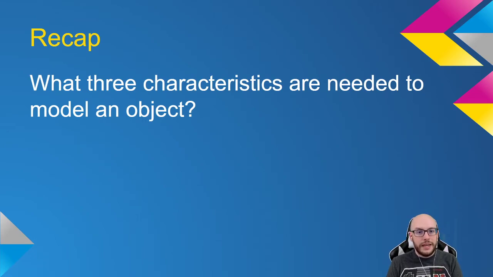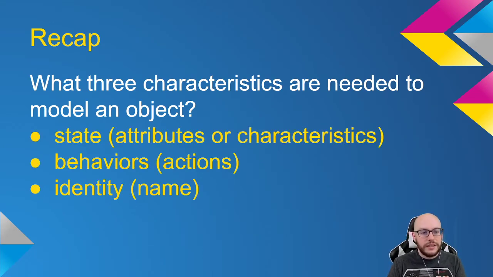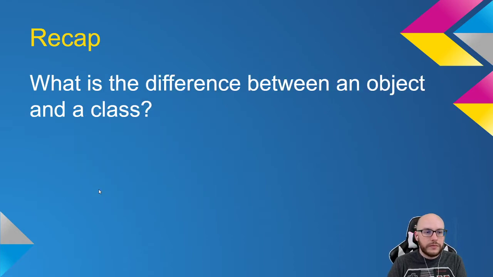What three characteristics are needed to model an object? We're going to have state, behaviors, and identity. State are attributes or characteristics. Behaviors are actions. And identity is just simply the name. Again, the way this is going to manifest in code is a variable, effectively.